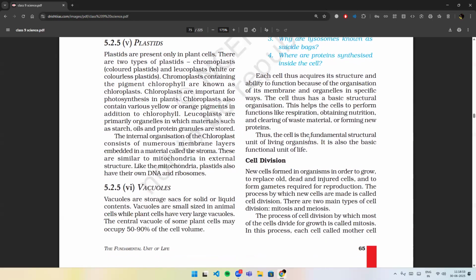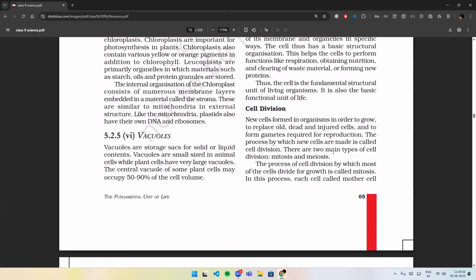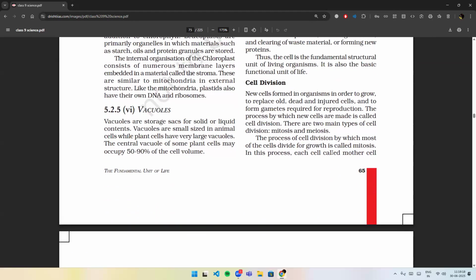Each cell thus acquires its structure and ability to function because of the organization of its membrane and organelles in specific ways. The cell thus has a basic structural organization. This helps the cell to perform functions like respiration, obtaining nutrition, and clearing of waste material or forming new proteins. Thus, the cell is the fundamental structural unit of living organisms. It is also the basic functional unit of life.